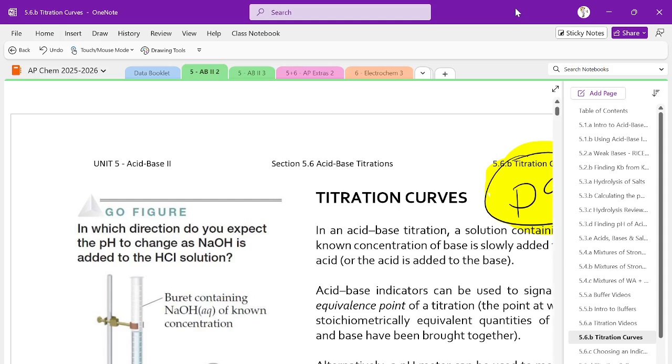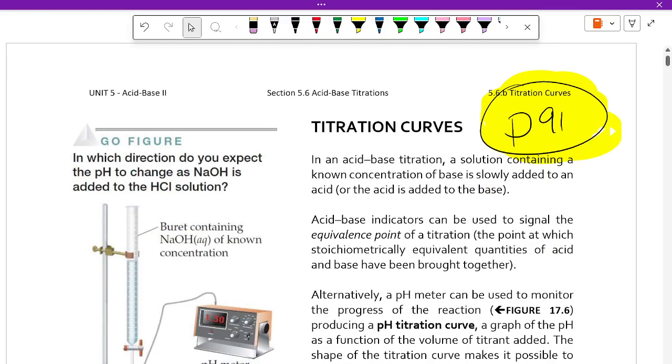5.6b is where we're on, but are there questions? No? Okay. All right then, page 91.